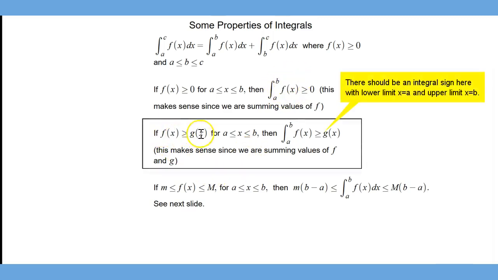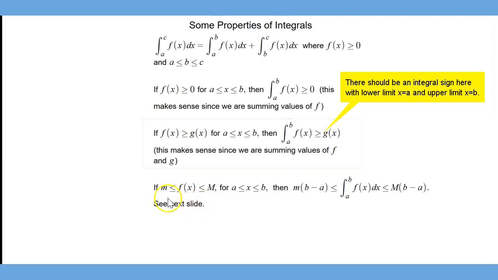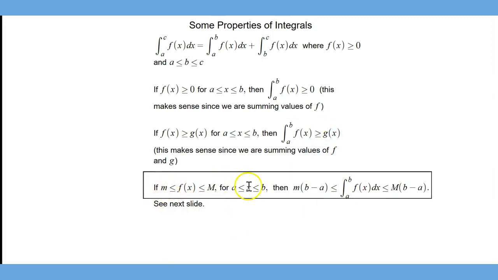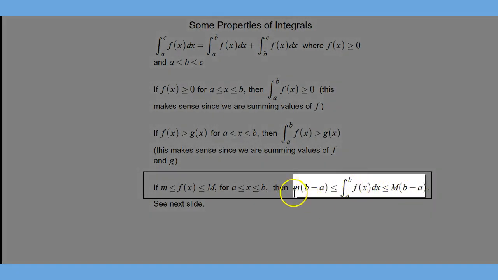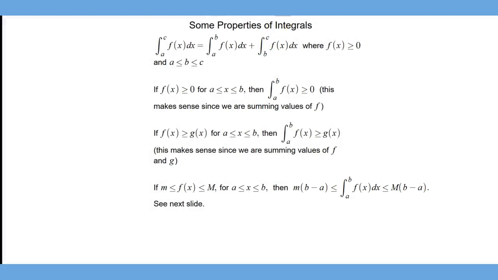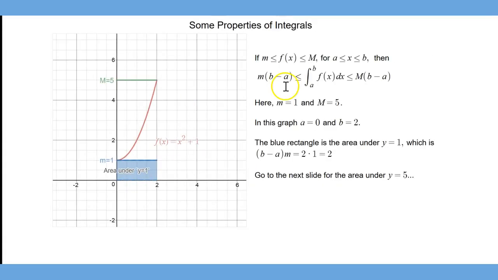Also, if one function is greater than another function for all x values on an interval, the integral of one function is going to be greater than the integral of the other function. And then finally, we have this property. If a function is always greater than or equal to one constant value and always less than or equal to another constant value on some interval, then we have this expression. The definite integral is greater than or equal to this and less than or equal to this value. And we're going to look at why by looking at it graphically.